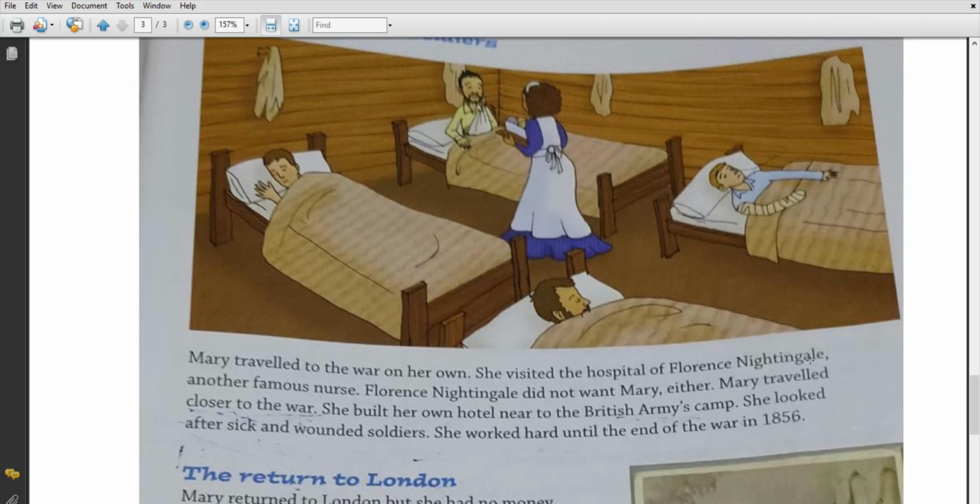Mary traveled closer to the war. She built her own hotel, as you see in the picture, near the British Army's camp. She wanted to be near the camp. She looked after sick and wounded soldiers. She worked hard until the end of the war in 1856.